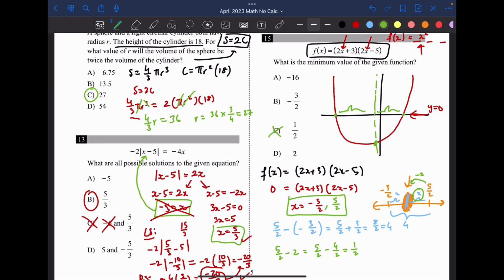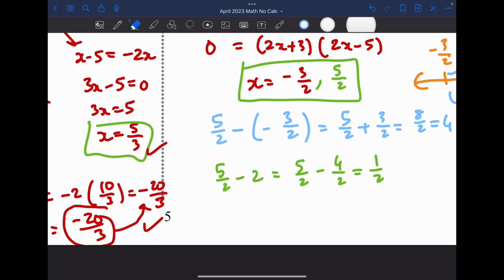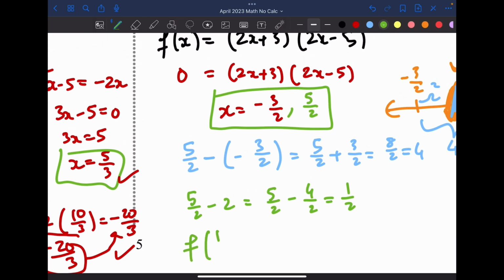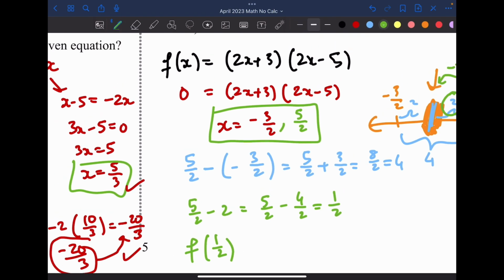Do it right, basically. So this is the x value of where the minimum value happens. But the question is, what is the minimum value? Not where it happens, but what is it? So to find that, you would have to plug in 1/2 into the function. So you'd have to find out what f of 1/2 is. If you find this, this would be your answer to where the minimum is. So let's find that. This would be equal to 2 times 1/2 is 1, plus 3, and then 2 times 1/2 is 1 again. So times 1 minus 5, not 1/2. This would be 1 minus 5.